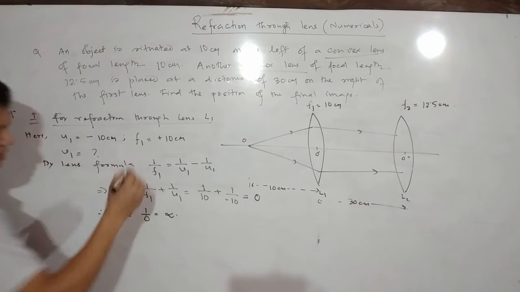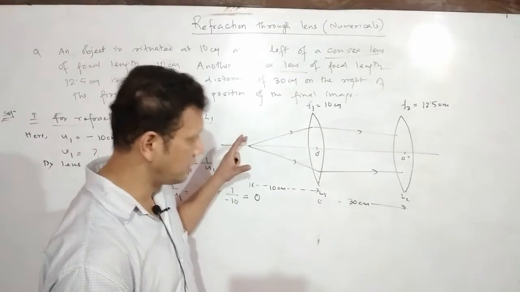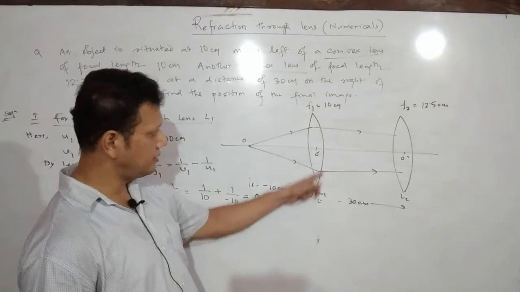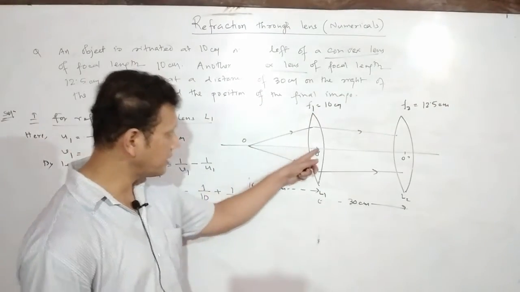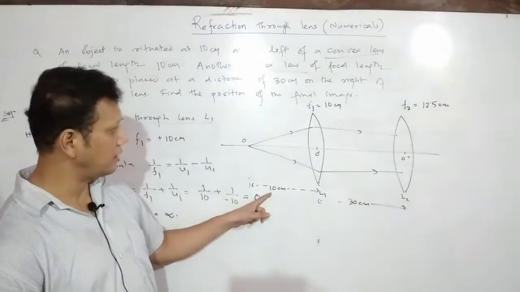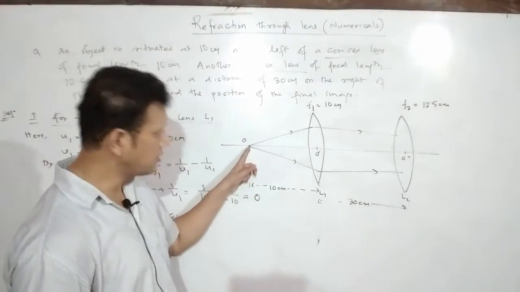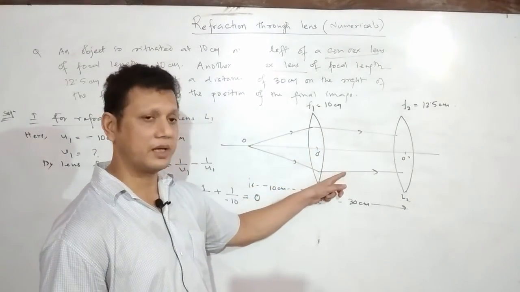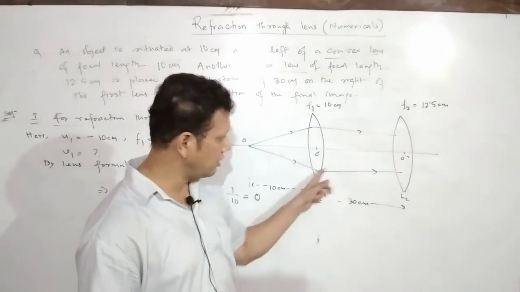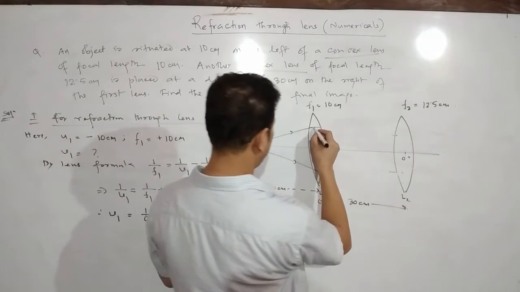1 by v1 is 0, and 1 by 0 means infinity. That means this lens produces the image of this object at infinity. What does that mean? These two rays are actually becoming parallel, because the focal length of this lens is 10 cm and the object distance is 10 cm, so the object is placed at the focus of this lens. And when an object is placed at the focus of a convex lens, the refracted rays always become parallel and form the image at infinity, at a very large distance. So the rays do not converge; these two rays become parallel to the principal axis, so we have to draw them that way.